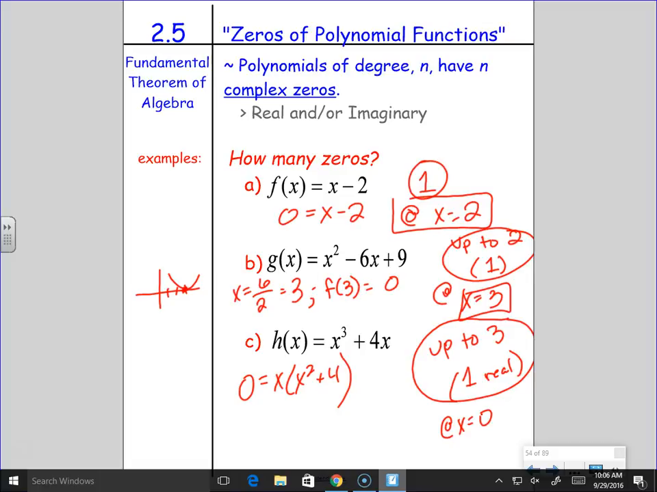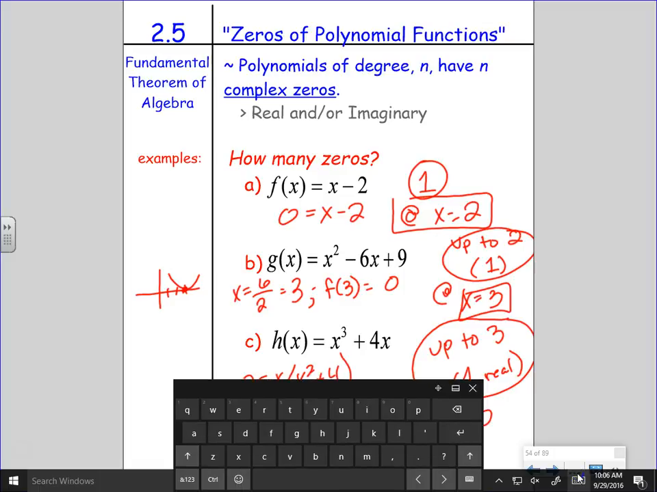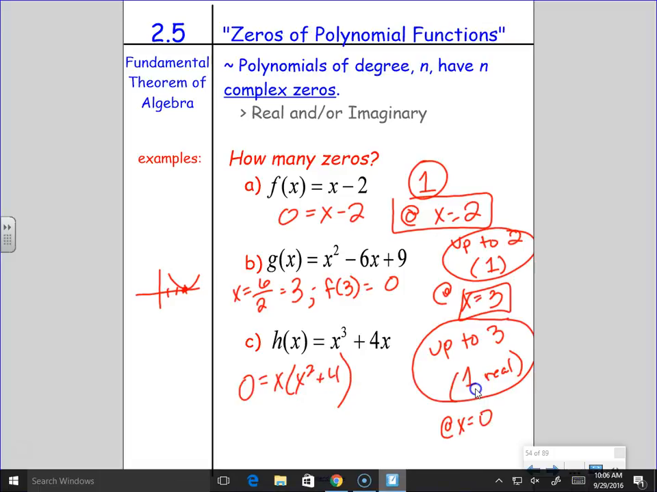Question. What does the x squared plus 4 get us? Plus or minus 2 imaginary number. x equals 0 or x squared plus 4 equals 0, which means x equals plus or minus square root of negative 4. So it has 1 real 0, and it technically has 2 complex zeros, at plus or minus 2i.